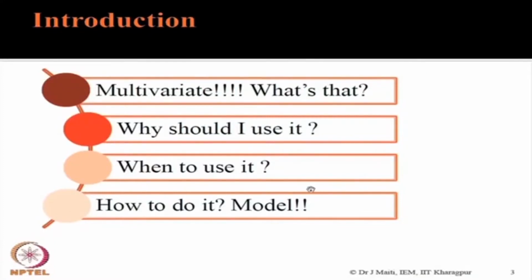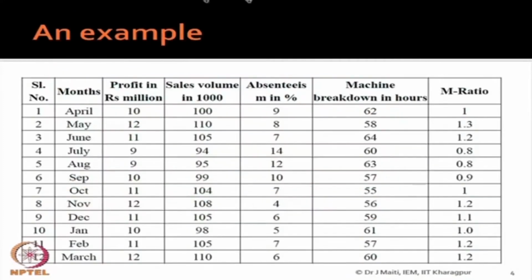Now, what is next? Next is an example. Here we are saying that a particular company, operating maybe in a city market, we want to see the organizational health of this company with respect to profit in rupees million, sales volume in rupees 100, absenteeism, machine breakdown and M ratio. Actually, this is created intentionally. First is profit and sales volume. These are the organizational health issues. If you sell more, your profit may be more, and if your profit is more, you are financially healthy.